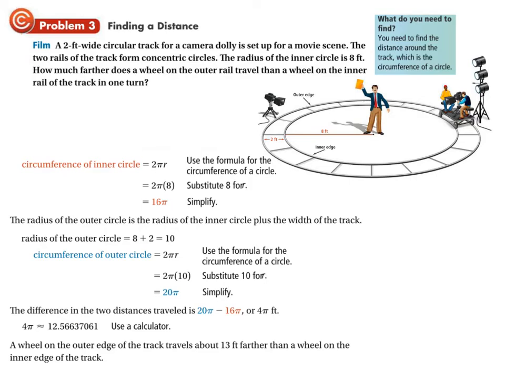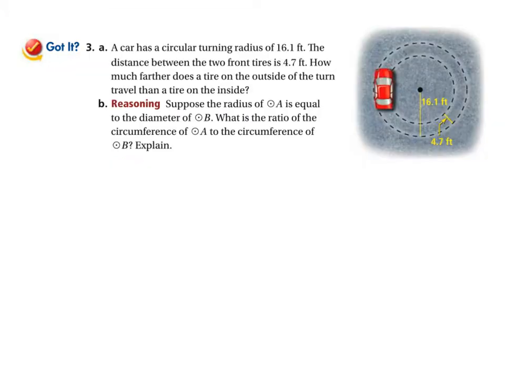Okay, I know that you can do this. We're going to do this on the next page. You've got a got it problem. Okay, so the car has a circular turning radius of 16.1 feet. What that means is that's how far the car is going to stick out from the circle that it's kind of carving out when it rotates around, right? That outer wheel is going to be 16.1 feet away. And we know that the distance between the two front tires is 4.7. So then how much farther does the tire on the outside of the turn travel than the tire on the inside?